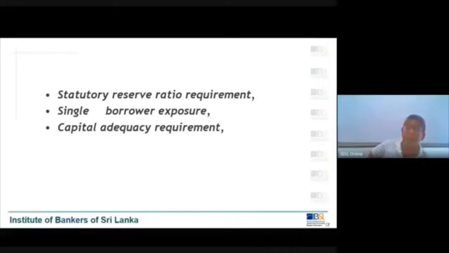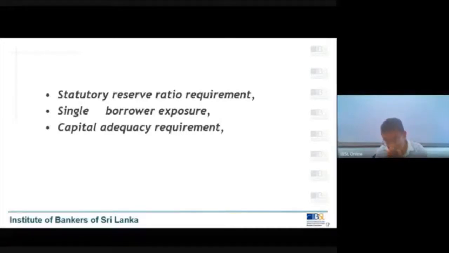But presently, because of COVID, that requirement is reduced. For the 12.5 banks, they now need to maintain 12%, but all other significantly important banks need to reduce by 1%. Like now People's Bank and HNB need to maintain around 12.5, whereas the Bank of Ceylon and Commercial Bank need to maintain 13%. But regularly, it is 12.5, 13.5 and 14, right?